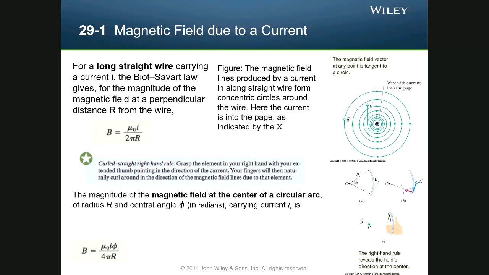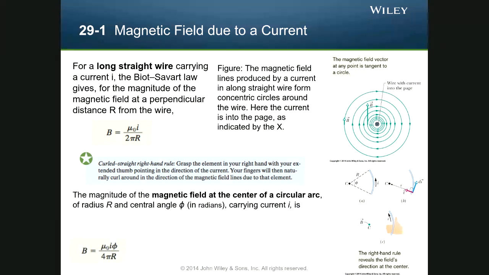So the first thing we want to do is we'll write it up here at the top of the page, and we're going to do this in opposite order. We're actually going to prove that the magnetic field at the center of a circular arc of some radius r and angle phi in radians, carrying some current, is equal to mu naught I phi over 4 pi r. Okay, so this one is pretty straightforward to do.